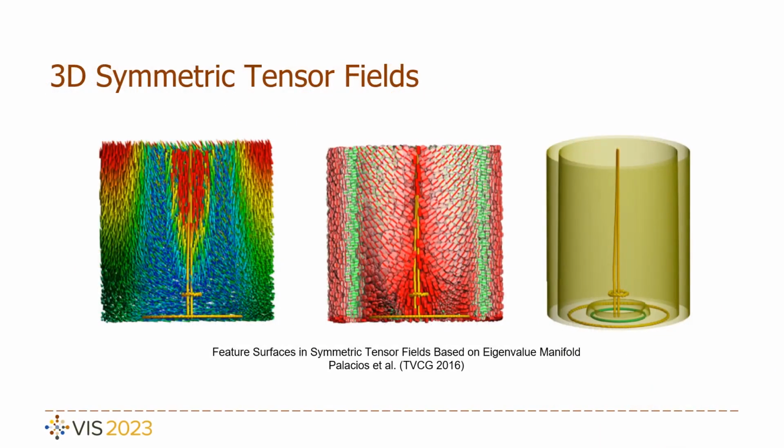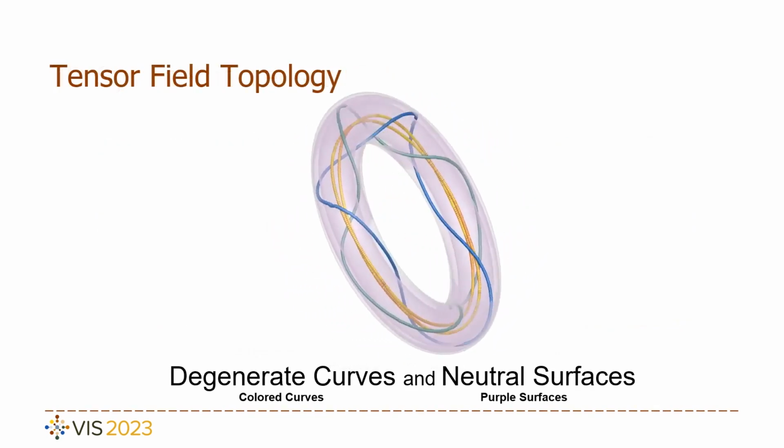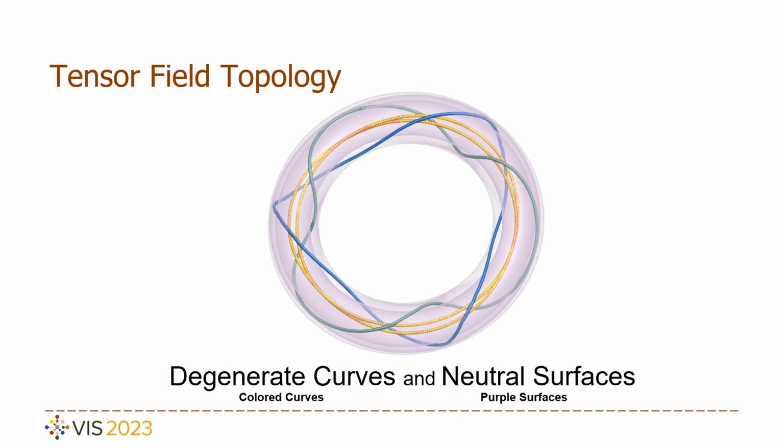Tensor fields have many applications in scientific, engineering, and medical applications. Tensor field topology is becoming an increasingly important aspect of tensor field visualization. The topology of 3D symmetric tensor fields consists of degenerate curves and neutral surfaces, as shown for this O-ring dataset. In solid mechanics, the degenerate curves in the stress tensor field indicate the locations of uniaxial extension and compression, while the neutral surfaces correspond to pure shear.